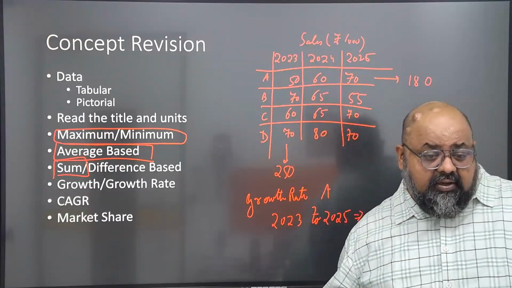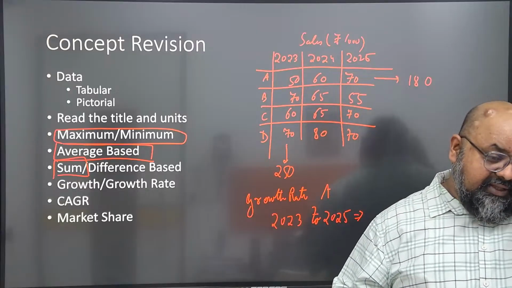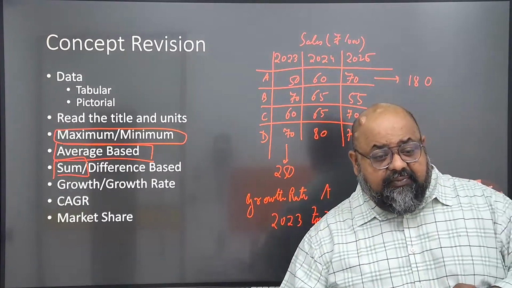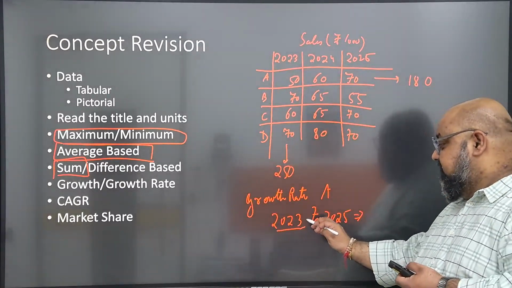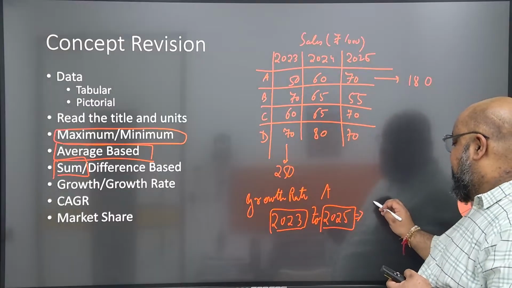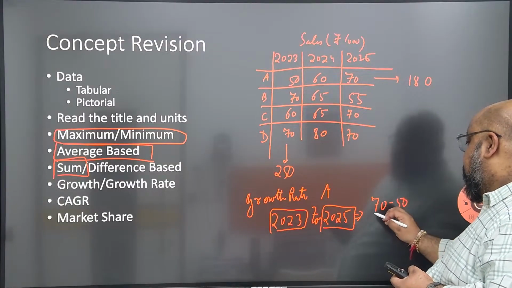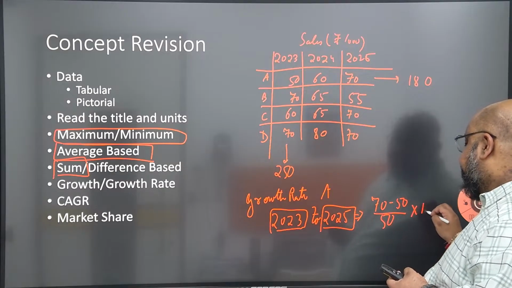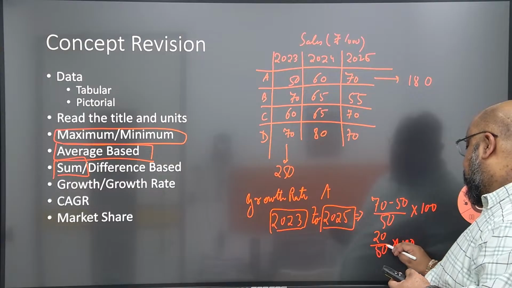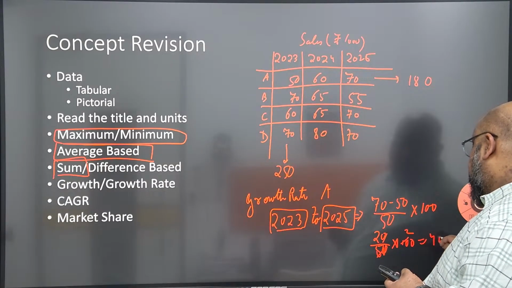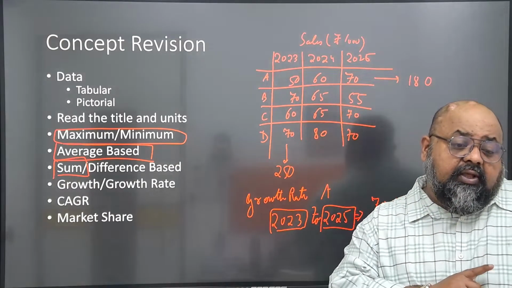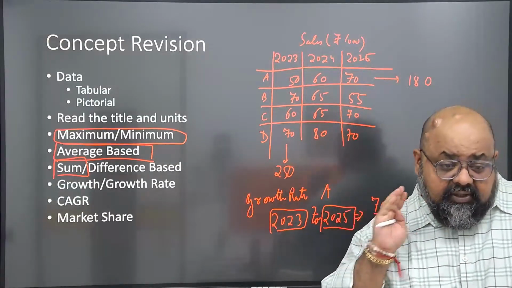This is easier, in the sense I don't have to know anything to calculate this, because here I have been given the starting and the ending period. The starting period is 23, initial value. Ending period is 25, final value. So I say 70 final value minus 50 initial value upon initial value into 100. This will be 20 upon 50, 40%. So the growth rate, this is not the annual growth rate, annual is yearly. Growth rate for A from 23 to 25 is 40%.